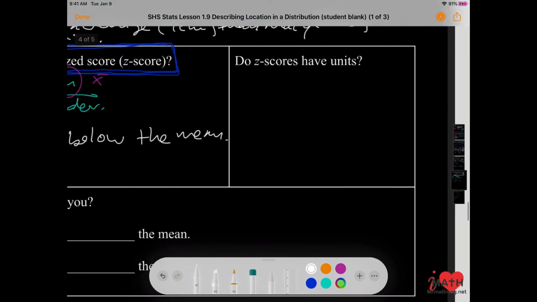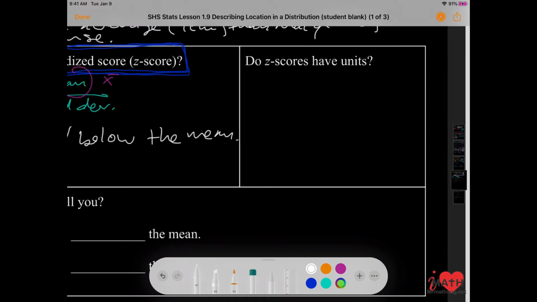All right, do z-scores have units? No. Note, is being 10 above average a big deal?